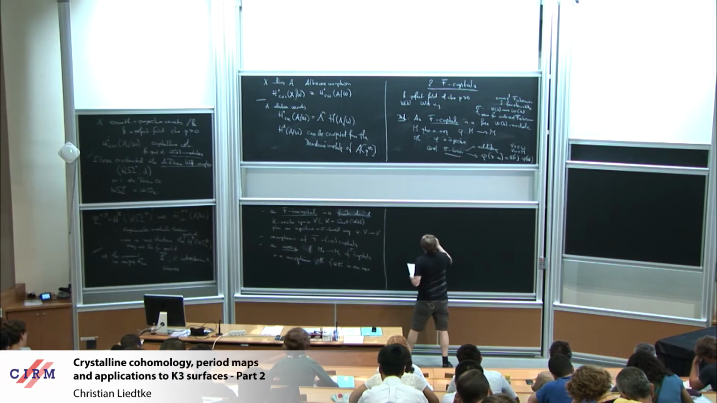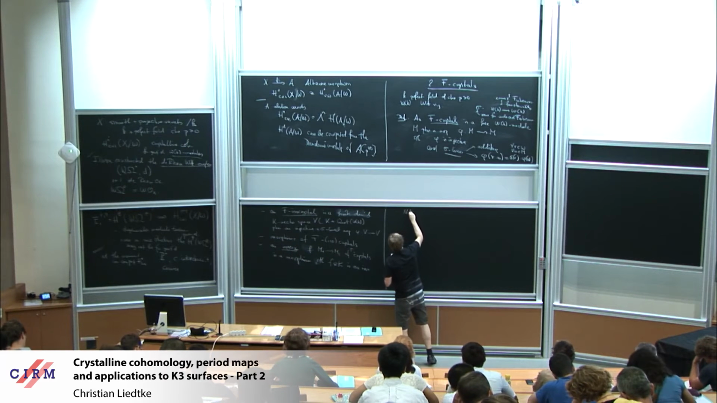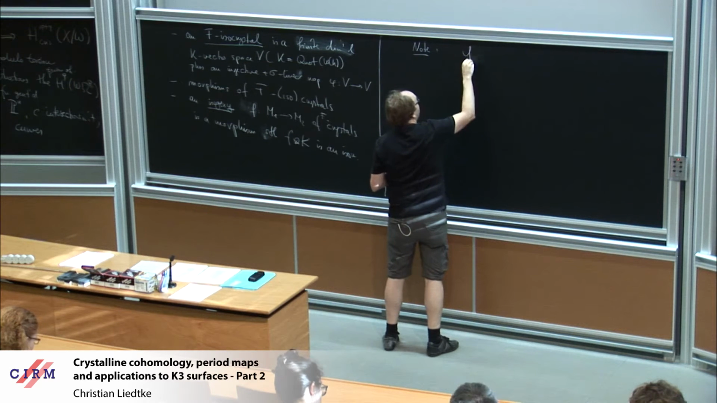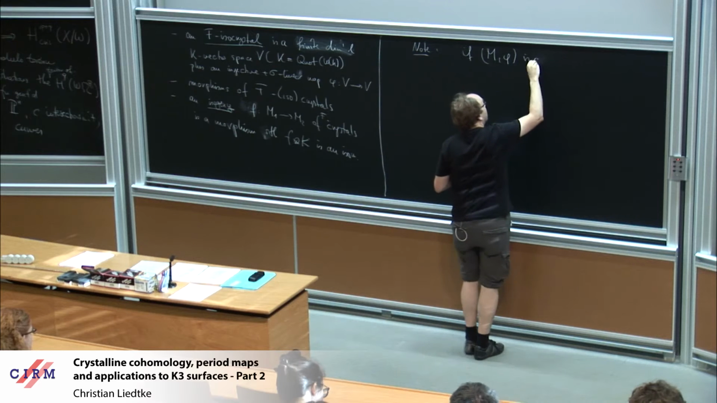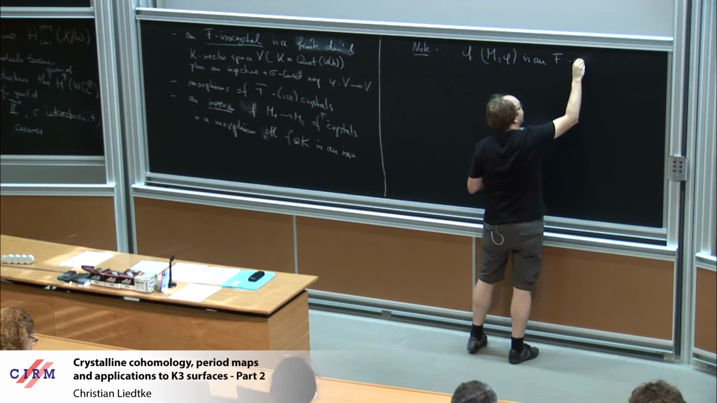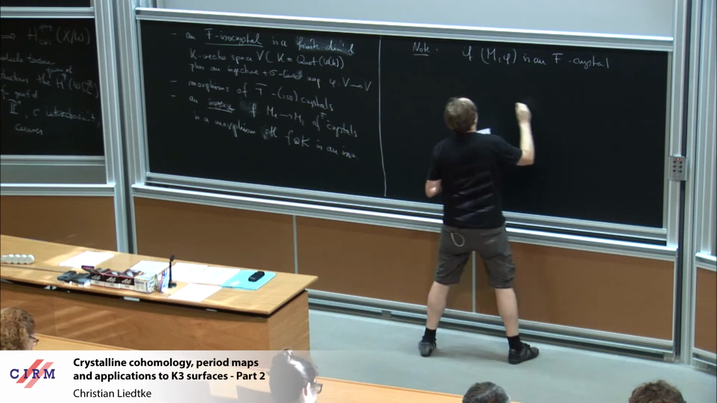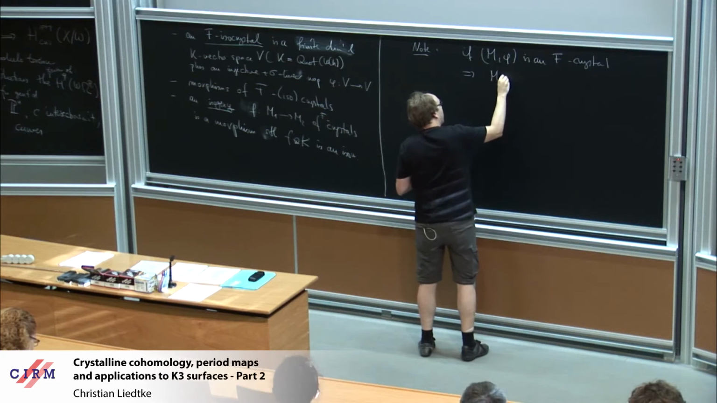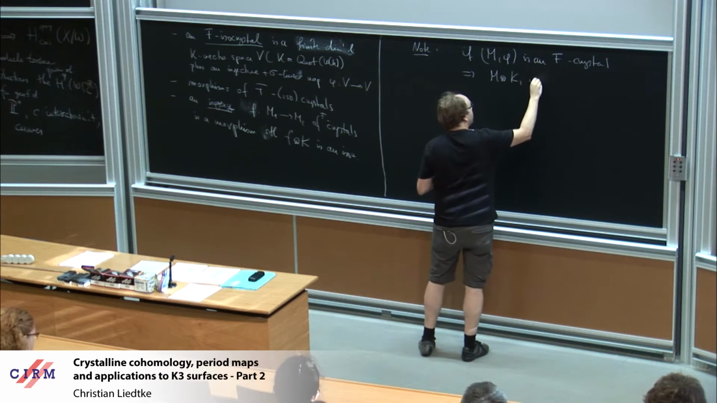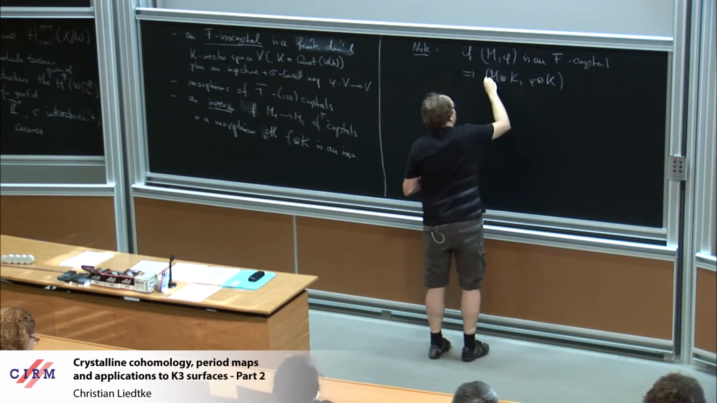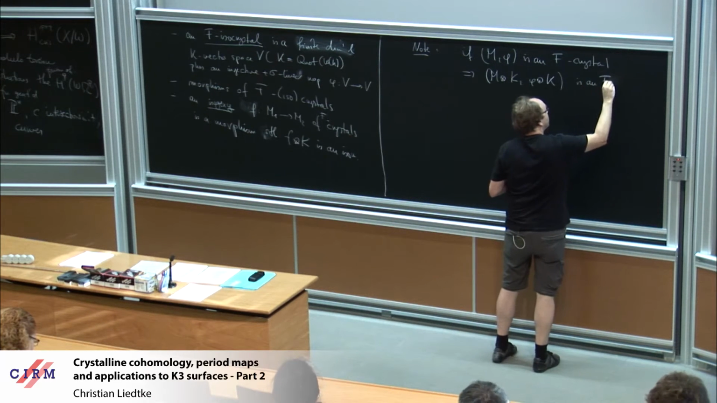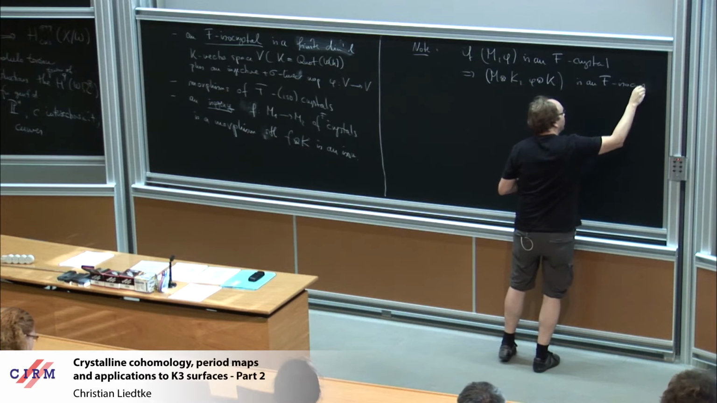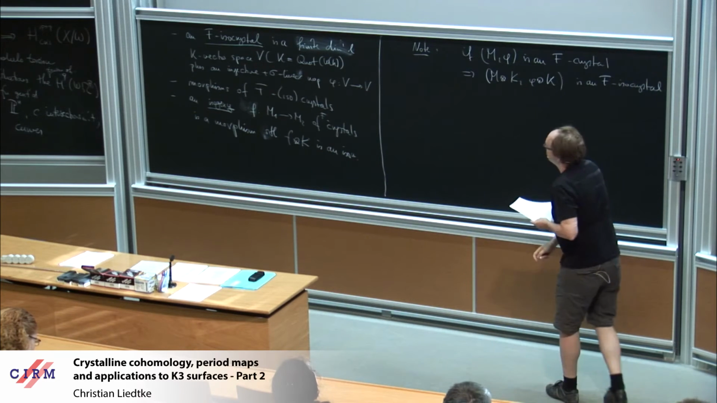And so, of course, let me make an obvious remark. If (M, phi) is an F-crystal, then it follows that M tensor K, if you tensor with K, is an F-isocrystal.